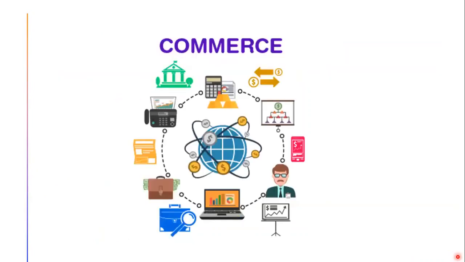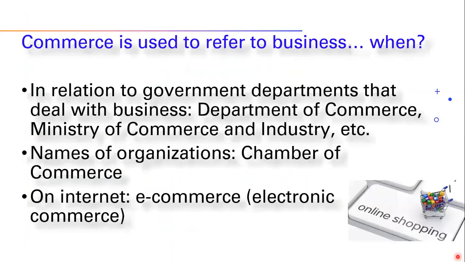Now that we finished with business and businesses, we can continue with commerce. What is commerce and what's the difference or the way we use this word? Let's see. Commerce is used to refer to business. Now you know what business in singular is. So let's see when. On which situations can we use the word commerce? And I like this. In relation to government departments that deal with business, for example, Department of Commerce, Ministry of Commerce and Industry, etc. Names of organizations, Chamber of Commerce.